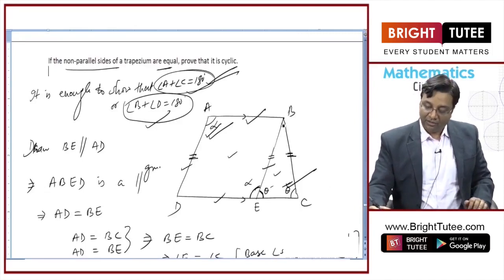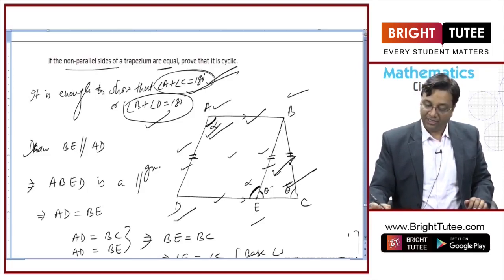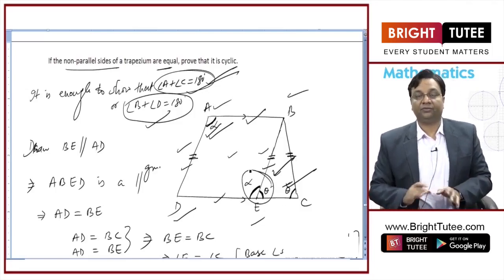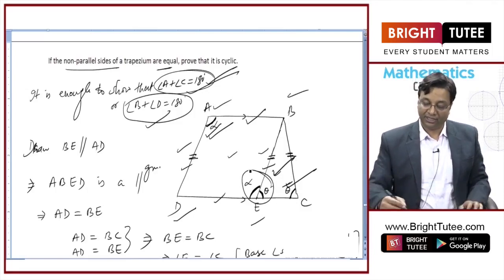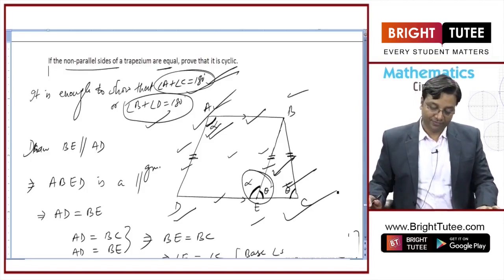What I did is I draw this BE parallel to AD, making this ABED a parallelogram. So this angle alpha is equal to this angle alpha, right? This being an isosceles triangle, this is theta, so this is theta. Now I know these are linear pair. Theta and alpha form a linear pair. So theta plus alpha is 180. Hence angle A plus angle C is 180 degrees.